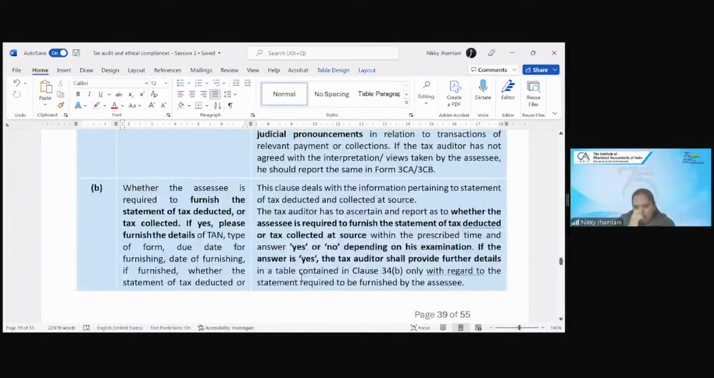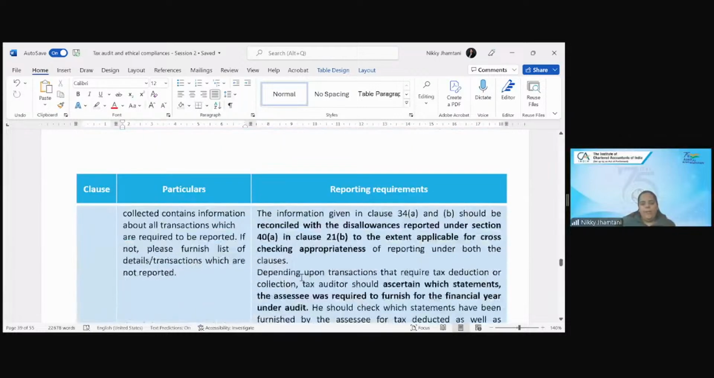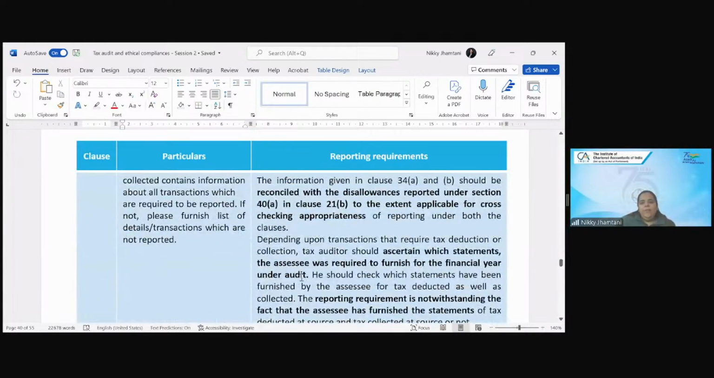So here what you have to do is, he has to ascertain and report as to whether the assessee is required to furnish the statement of tax deducted or tax collected at source within the prescribed time and answer yes or no depending on his examination. If the answer is yes, the tax auditor shall provide further details in a table contained in 34B only with regard to the statement required to be furnished by the assessee. The information given in clause 34A and B should be reconciled with the disallowances reported under.